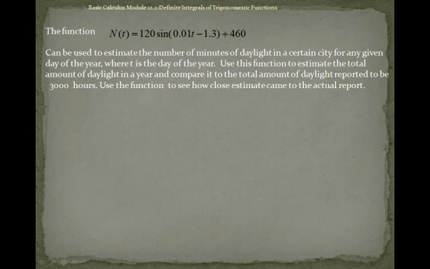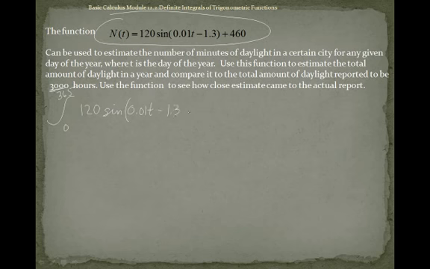Alright, so if this is the number of minutes on a particular day, let's integrate between 0 and 365 of this function to find out how many minutes, or in this case, how many hours in a given year. We're going to get minutes, but we're going to need to switch it over to hours at the end. So we've got 120 sine of 0.01t minus 1.3 plus the 460, and this is going to be in dt.